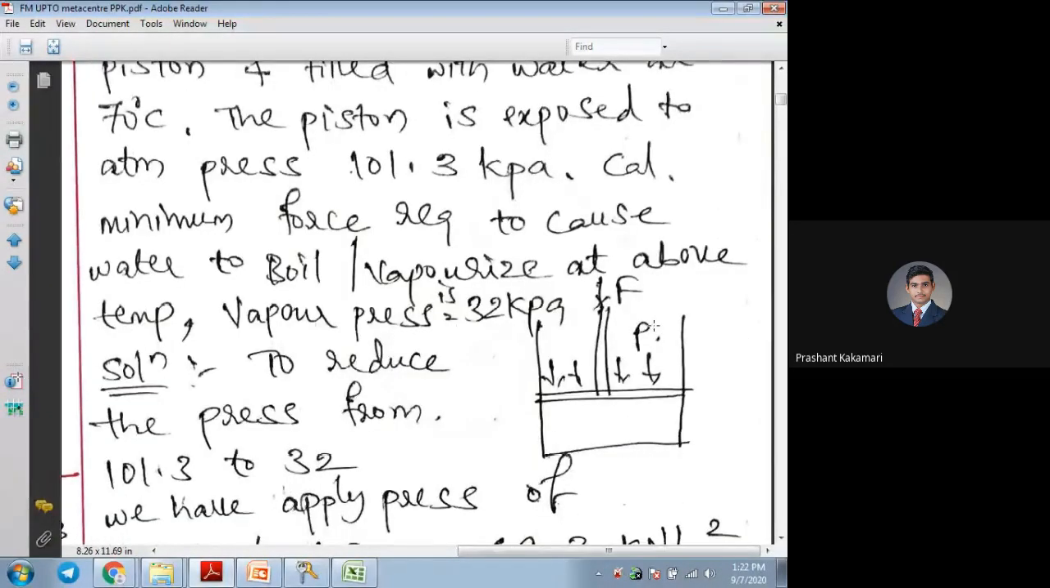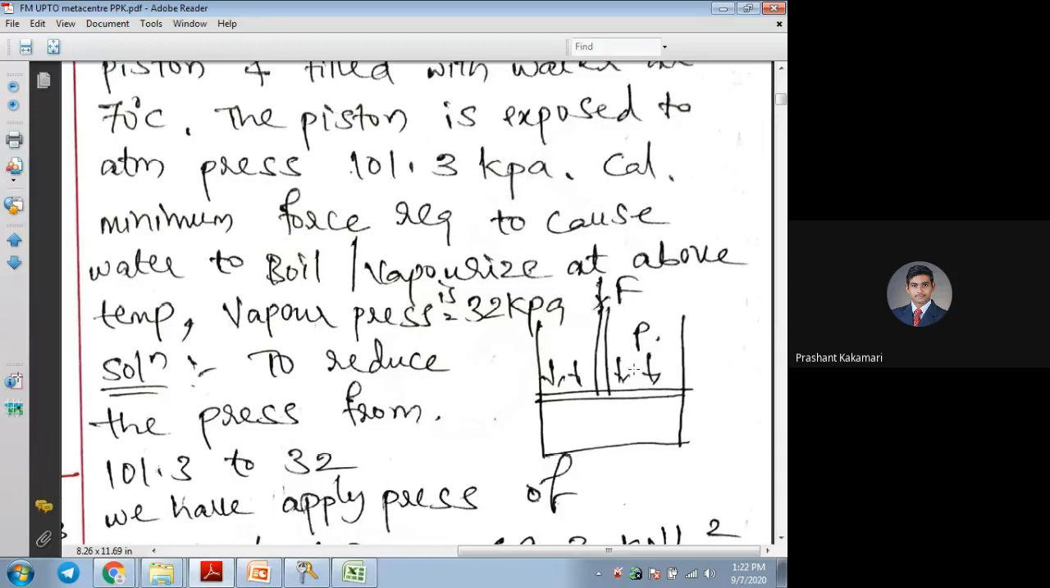The temperature of the water inside the cylinder and piston is 70 degrees centigrade. The pressure applied by the atmosphere, shown across the surface of the piston, is nothing but pressure in Newton per meter square. That is 101.3 kilopascal. Later we'll see the conversion.